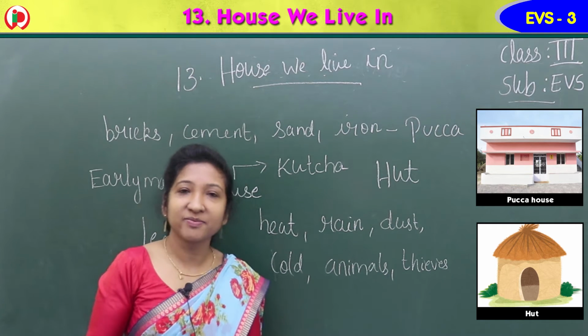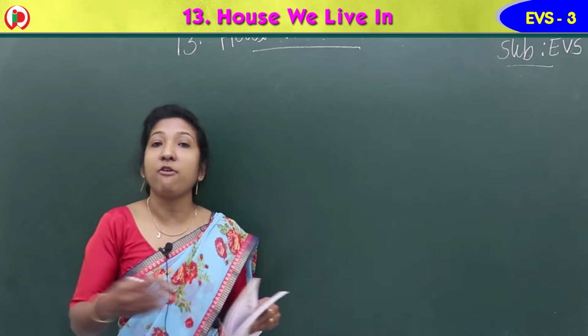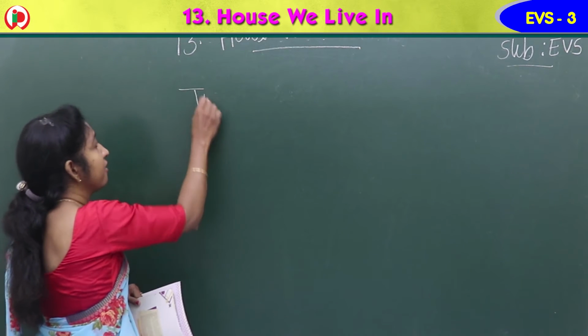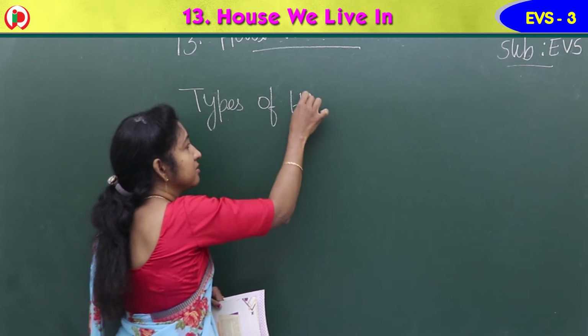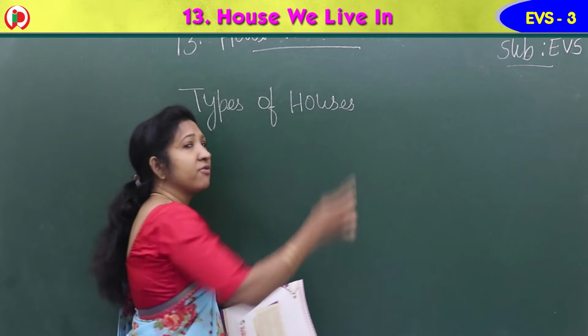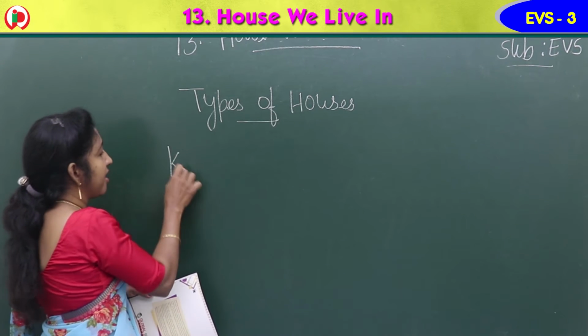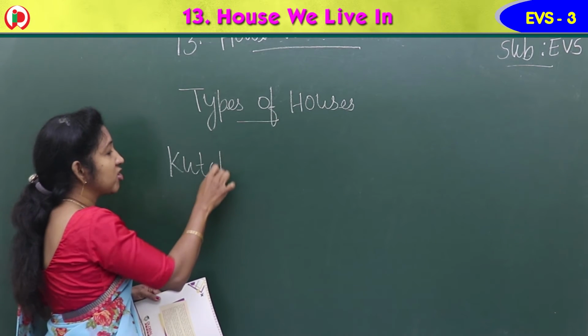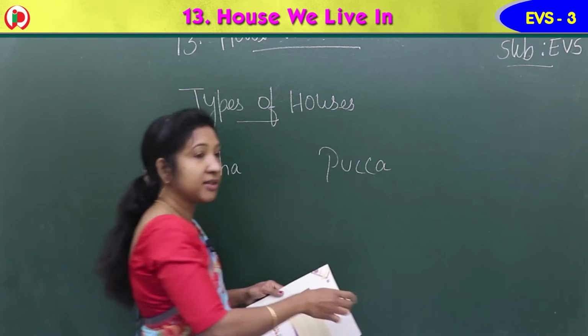So we just now learned about types of houses, isn't it? Which are the two types of houses we learned? Yes, kacha, K-U-T-C-H-A. Kacha house and pakka house.